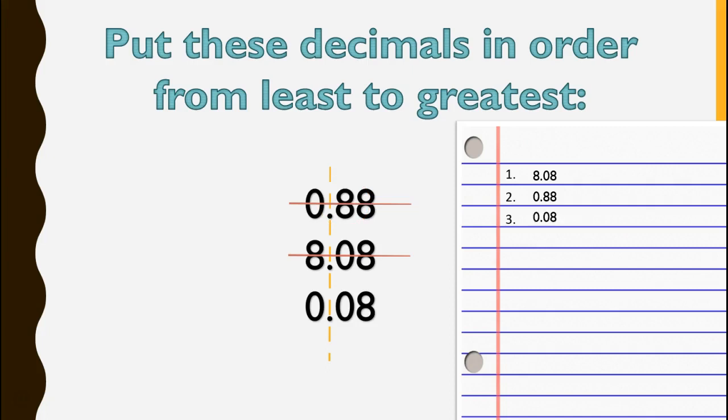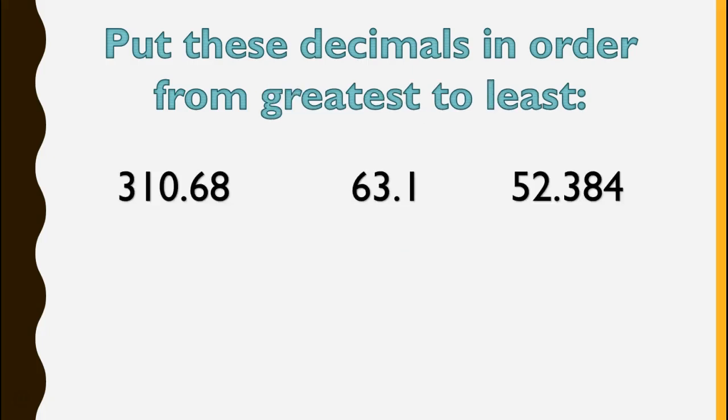So are we finished? What do you think? No, we're not finished. Because look at the question. Put these decimals in order from least to greatest. Oh boy. Okay, well I have them in order from greatest to least, don't I? So I just have to switch them around. And I'm going to write this one first, this one second, and this one third. And I would get it. Awesome. Okay, so let's try these 3 numbers.